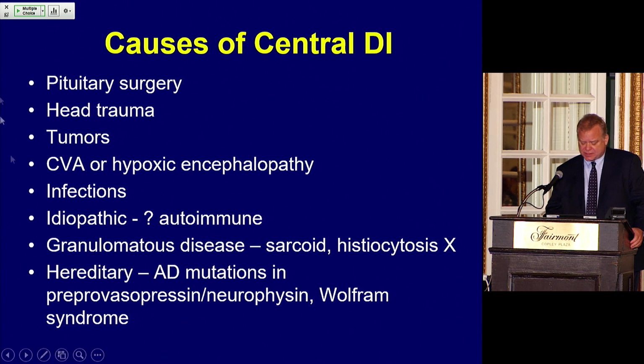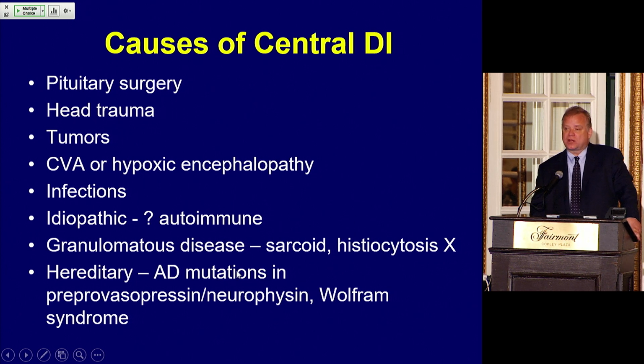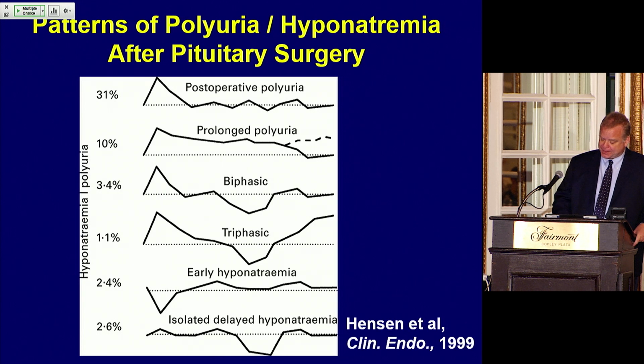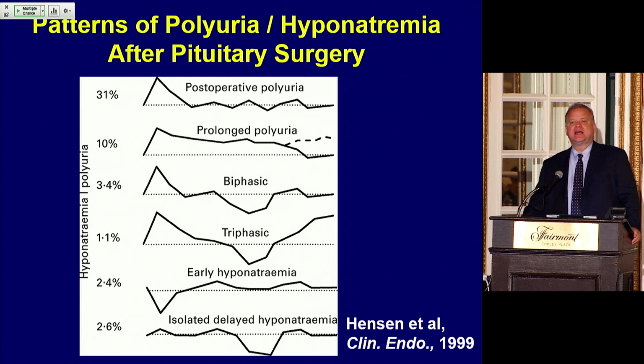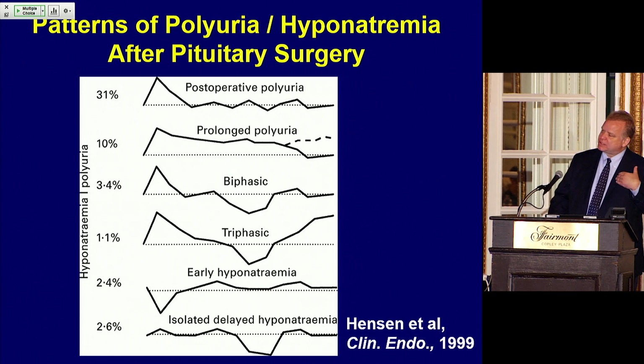In terms of causes of central DI, these can be pituitary surgery or head trauma, tumors, stroke, etc. We talked about sarcoid can cause central DI as well as an osmoreceptor defect, or there can be hereditary causes due to defects in the actual vasopressin gene. We're classically told that there's this triphasic response of serum sodium after pituitary surgery, but really the triphasic response is seen in a relative minority of patients with central DI after pituitary surgery, and there are many different patterns that you can see.